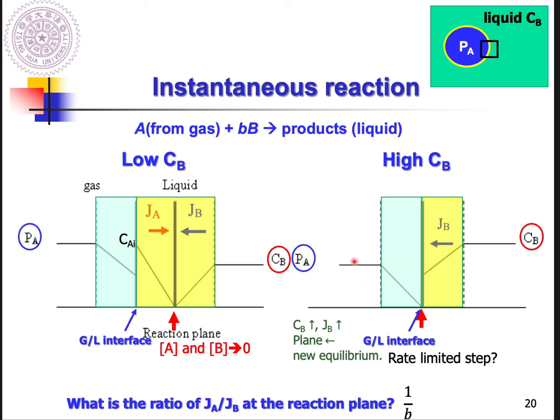You can check these figures. A will diffuse through the gas film and directly react with B, and this is very fast. So the rate-limiting step will be only one. It's based on A diffusing through the gas film. So the mass transport in the gas film will be the rate-limiting step for the instantaneous reaction at high CB case.